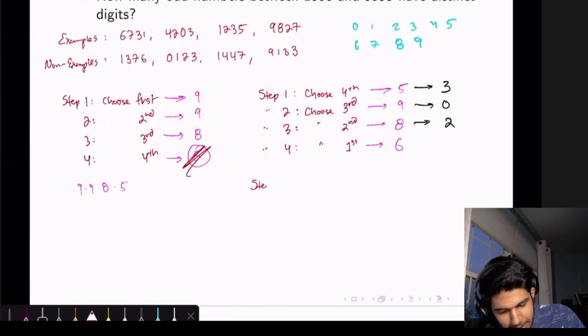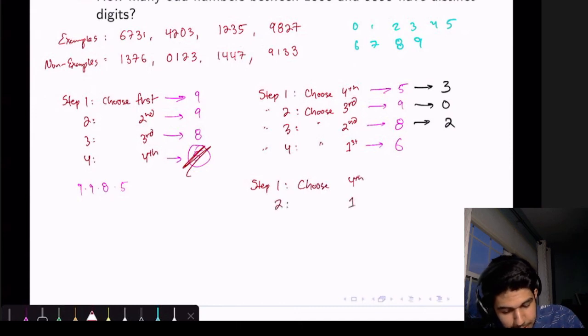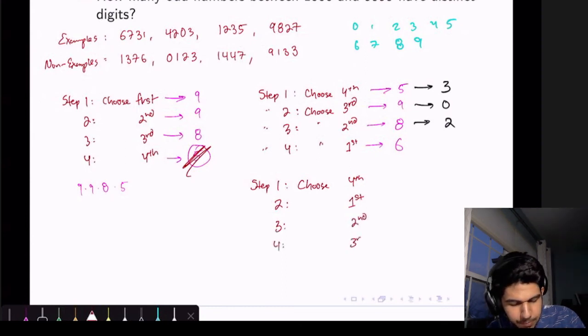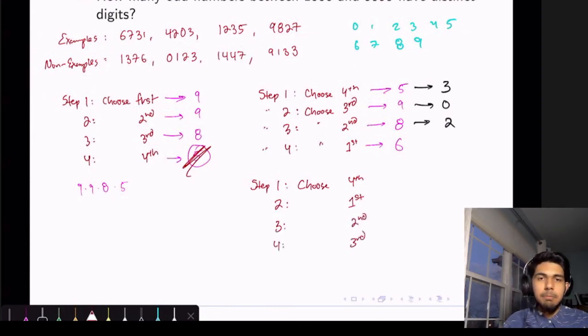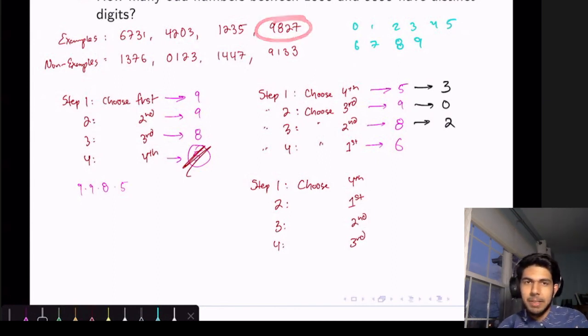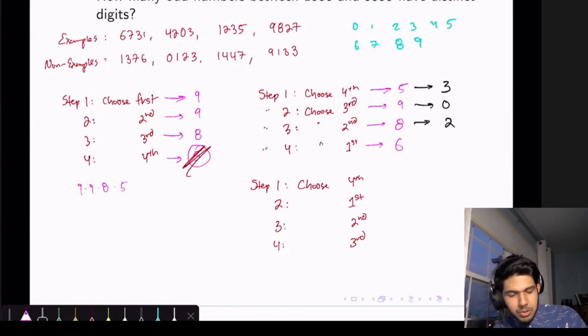So let's try it again. Step 1, choose fourth. In step 2, we'll choose the first. In step 3, we'll choose the second, perhaps, and in step 4, we'll choose the third. So we're just rearranging the steps. It's still a valid procedure. We can still construct all of these PINs, or odd numbers, by following this procedure. It's just a little counterintuitive. But let's go through it.